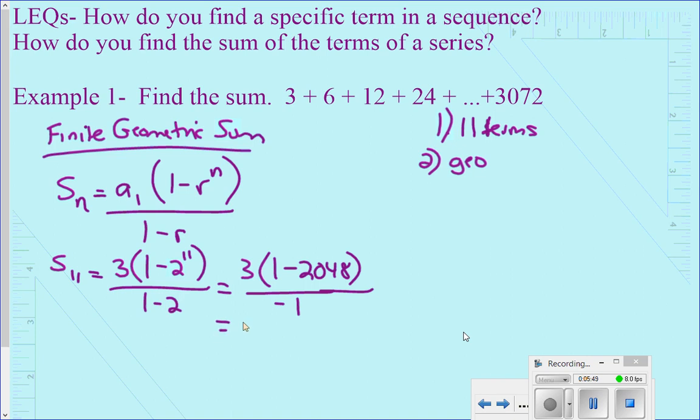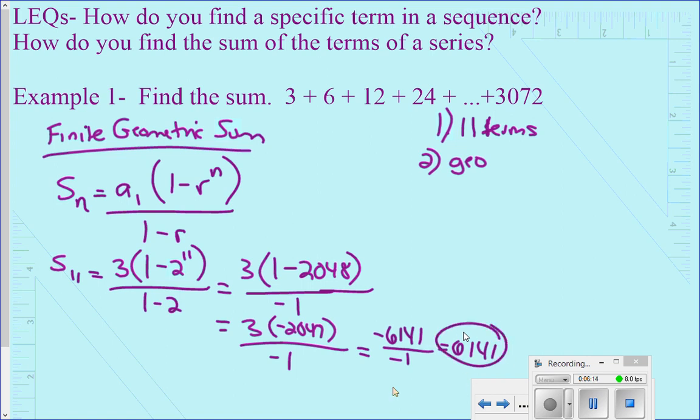And then I'm going to simplify that. So 1 minus 2048 gives me -2047. And I'm going to multiply that by 3 and then divide by -1, which gives me, let's see here, -6,141 divided by -1, which gives me +6,141. So S sub 11 is 6,141. Okay. That takes care of that.